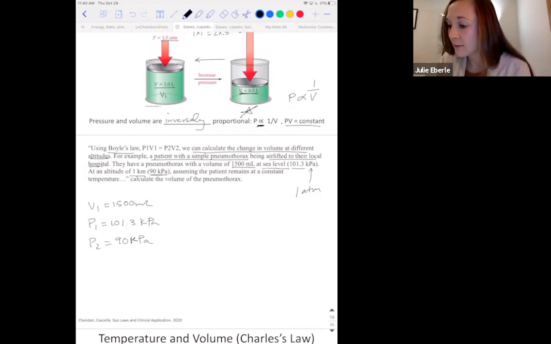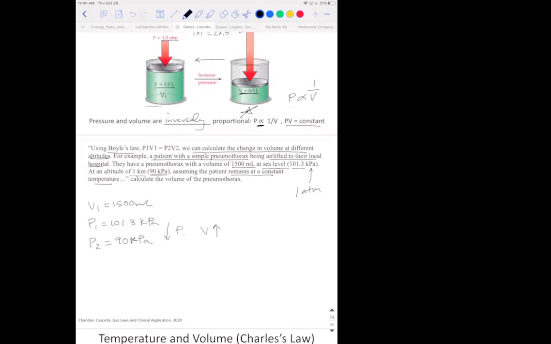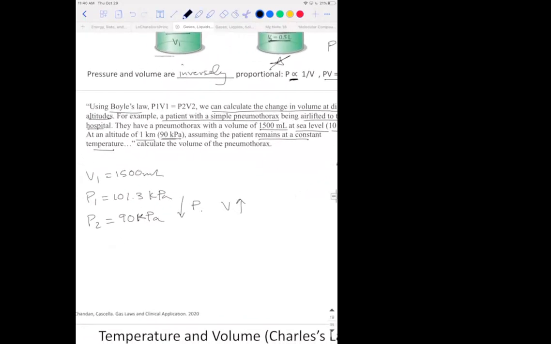Now, assuming the patient remains at a constant temperature, we're going to calculate the new volume of the pneumothorax. How much does it expand, or does it shrink? If we are decreasing, or sorry, what's happening to pressure? We are decreasing pressure. And what do we know? If we decrease pressure, what happens to volume? Volume is going to increase, and we don't want it to increase a lot. So let's see how much it will increase by.